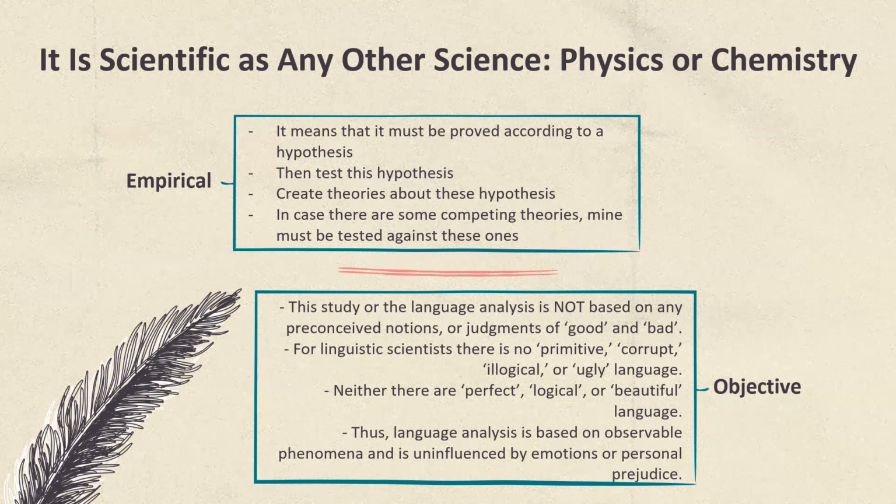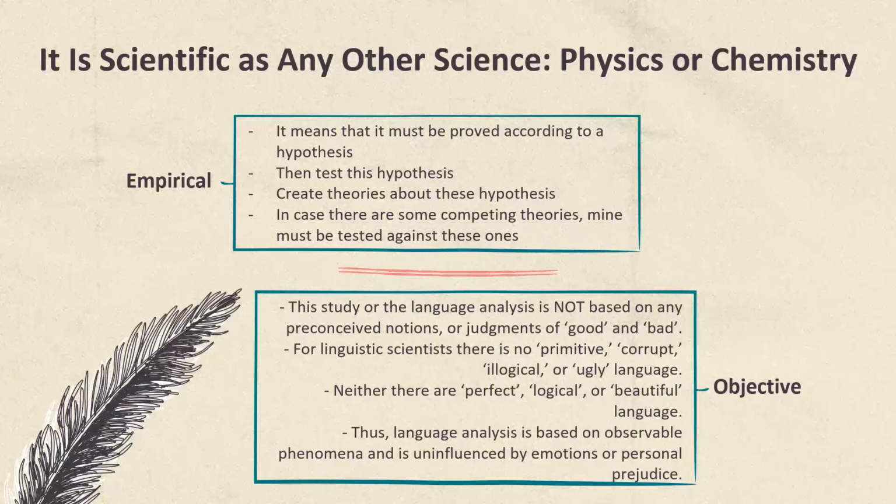Okay, when you have this conclusion, you reach your hypothesis, right, and you prove your theory. And this is the same when we say linguistics is the scientific study of language. It doesn't only study language, no, it studies it scientifically. So when we say scientific, we mean empirical and objective, right? When we say empirical, it means that it must be proved according to a hypothesis.